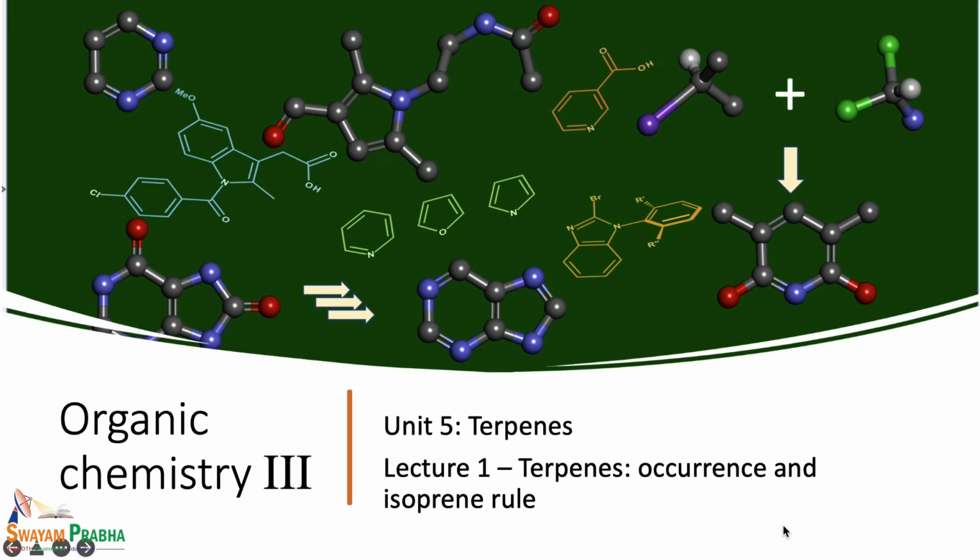Welcome to the next session on Organic Chemistry Paper 3. In Unit 5, we are studying about terpenes. In Lecture 1, we are going to study about terpenes, occurrence and isoprene rule.